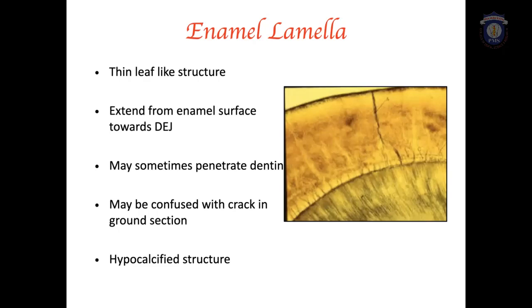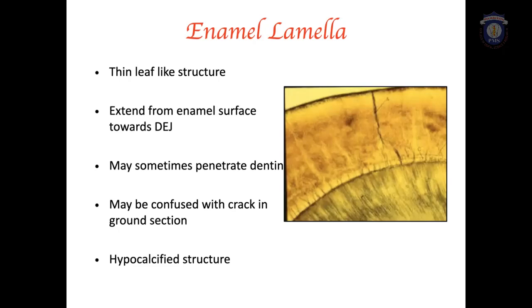And these lamellae, unlike your enamel tuft, extend from the enamel surface to the DEJ, whereas your enamel tuft starts from the DEJ and goes towards the surface of the enamel. The enamel lamellae will start from the surface of the enamel and come towards the dentine, and sometimes it will come in contact with the DEJ. It will extend from the top to the DEJ. Sometimes it penetrates into the DEJ.